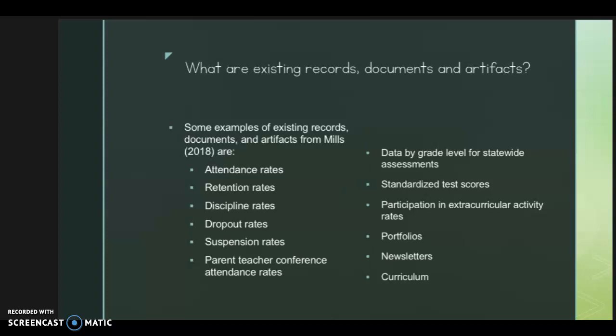Data by grade level for statewide assessments, standardized test scores, participation in extracurricular activities. Some artifacts are student portfolios that have student information already in them, newsletters, and curriculum information that you might have. These are all examples of existing records, documents, and artifacts that could be used in research.